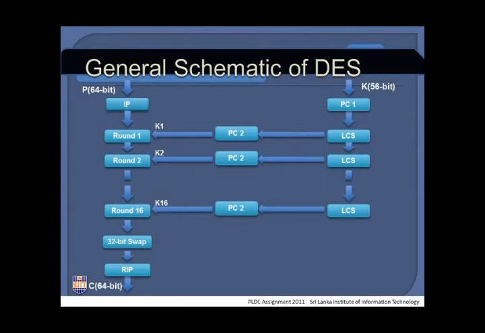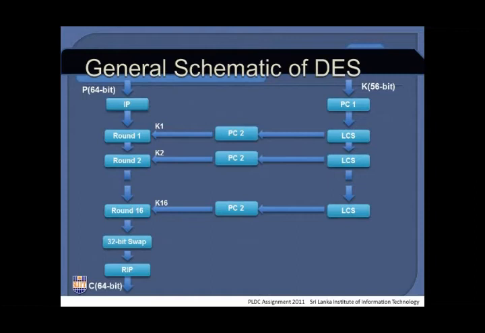32-bit swap means the 64 bits are divided into two parts, each consisting of 32 bits, and the first 32-bit segment would be shifted to the end, where the second segment then resides in the front. The 32-bit swap is then forwarded to the reverse initial permutation to get the 64-bit cipher text. In reverse initial permutation, whatever the initial permutation did is reversed back. These permutations are used in order to increase the complexity for the intruder.